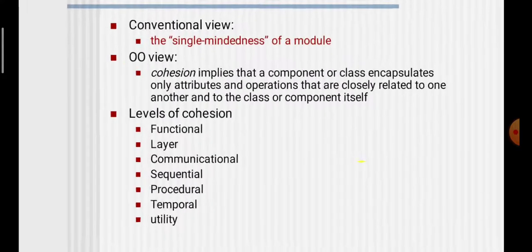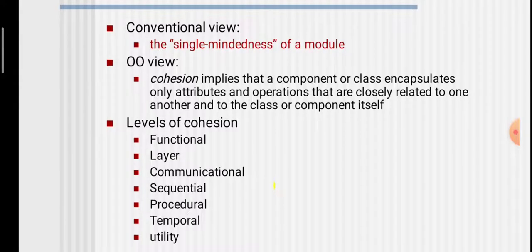So what is the object oriented view of cohesion? Cohesion implies that a component or a class encapsulates only attributes and operations that are closely related to one another and to the class or component itself. So the attributes and operations that are encapsulated are closely related to one another. Without the interdependency they may fail. They are dependent on one another, and so they are put together within a module or within a component.